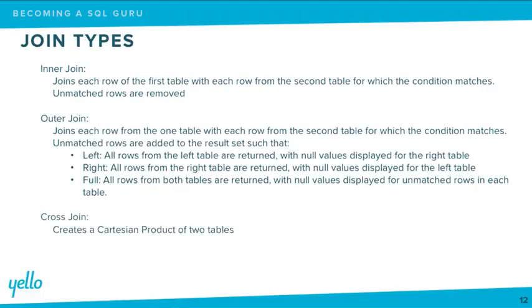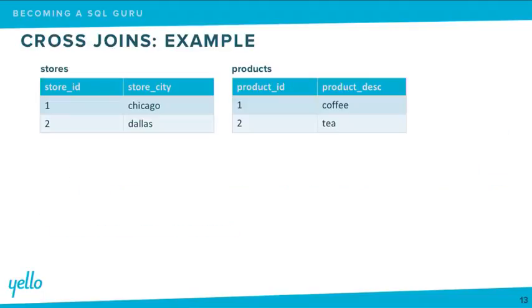Who's used a cross join? Who knows what a cross join is? Okay, so the disparity is actually quite good. You don't want to use it very often. But for those in the room who did not raise their hand, a cross join allows you to get a Cartesian product of 2 tables. So what does that actually mean?